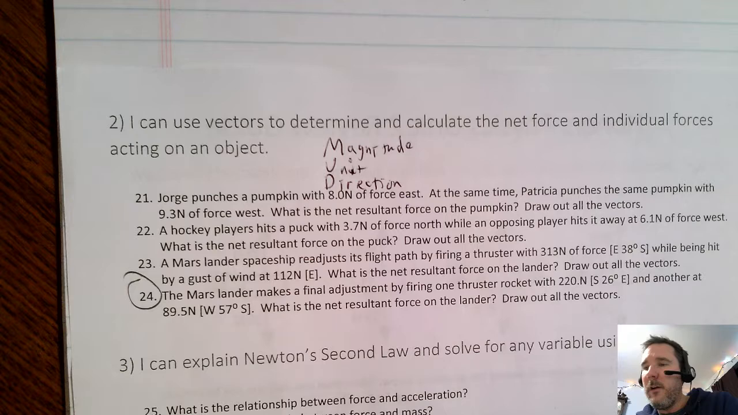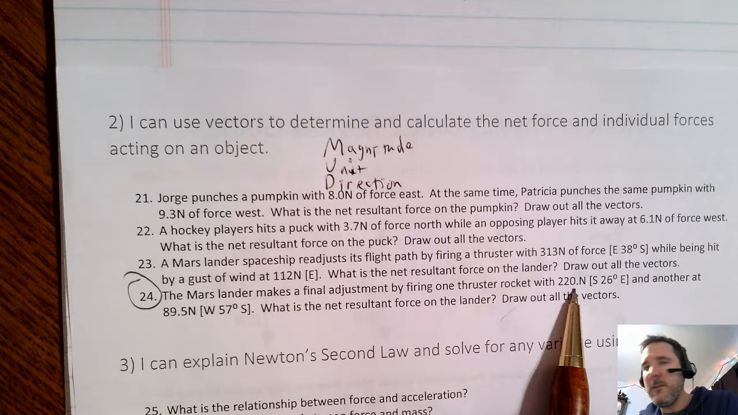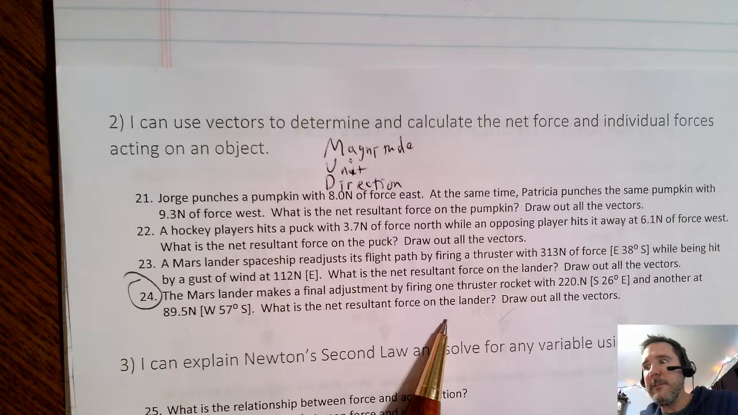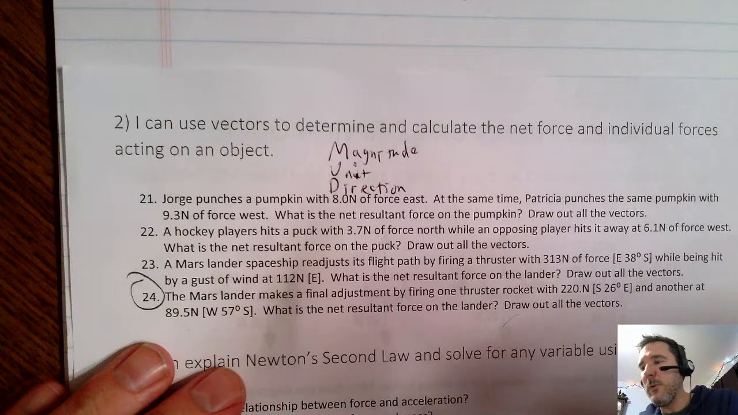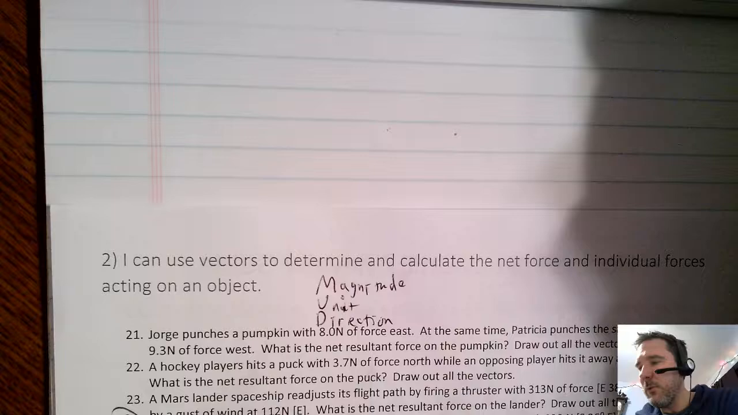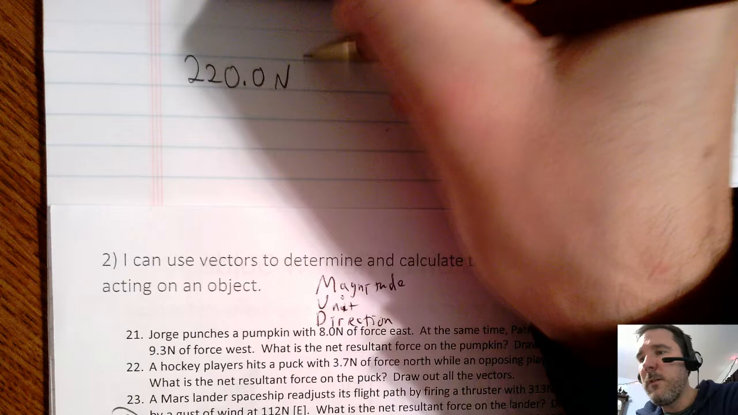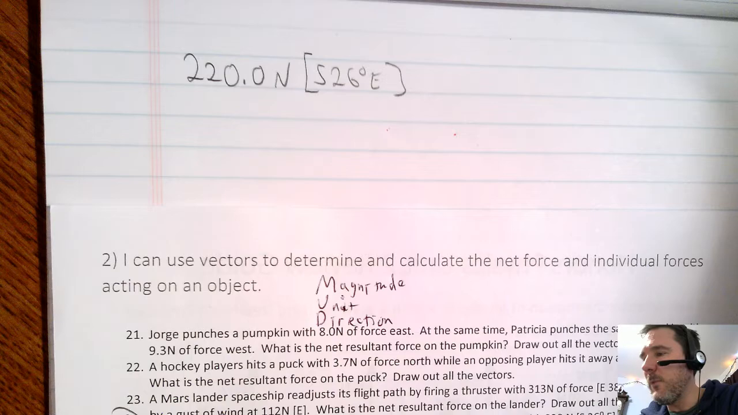Firing one thruster rocket with this much force south and east, and another with this much force west and to the south. What's the net resultant force on the lander? Draw all the vectors. Oh, I didn't draw the vectors earlier. It's the same wording as before. So I'm just going to pick out the vectors and write them up here. We've got 220.0 newtons, south 26 degrees east.